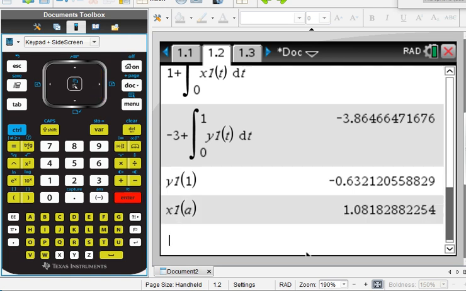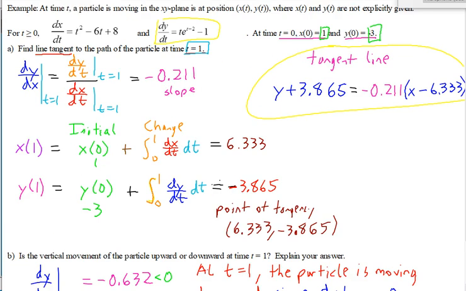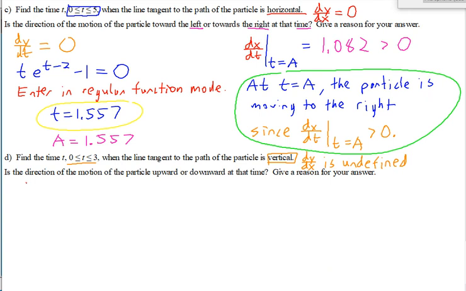All right, then the last part of this one is similar, except now it says find the time from 0 to 3, so the interval gets a little smaller here, when the tangent line is vertical. So that means dy/dx is undefined. In order for the derivative to be undefined, rather than the numerator being 0, the denominator has to be 0. Remember, the denominator comes from dx/dt. So when you're looking for vertical tangent lines, you're really just setting dx/dt equal to 0.